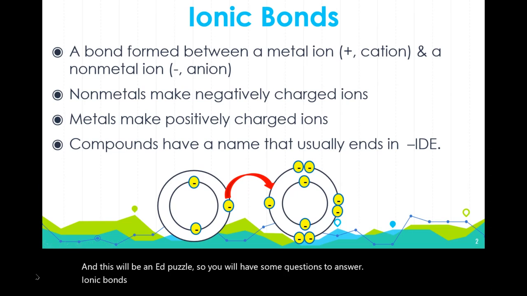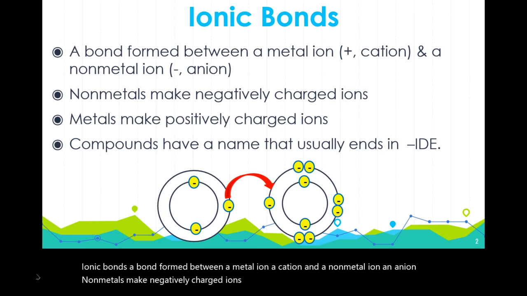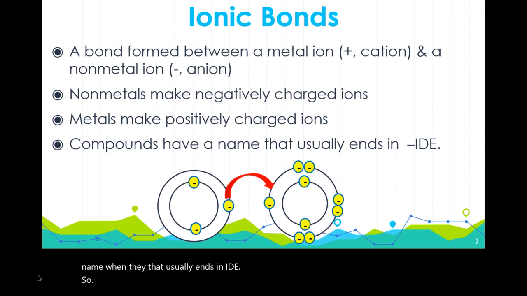Ionic bonds: a bond formed between a metal ion, a cation, and a nonmetal ion, an anion. Nonmetals make negatively charged ions, metals positively charged ions. Compounds have a name that usually ends in -ide. So calcium hydroxide, sodium chloride for salt.